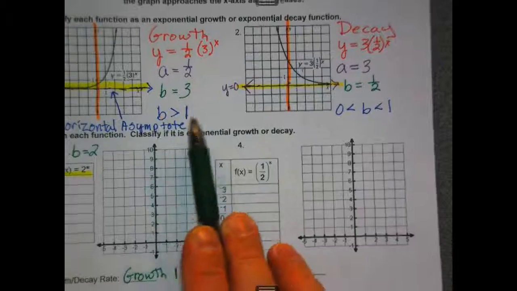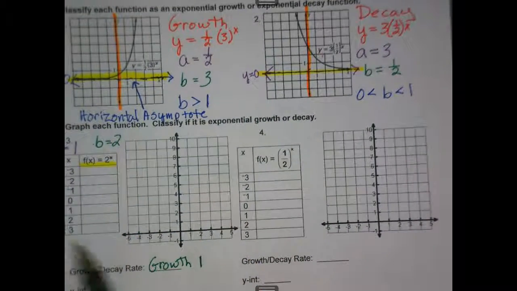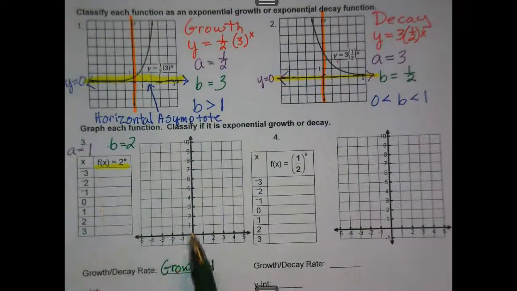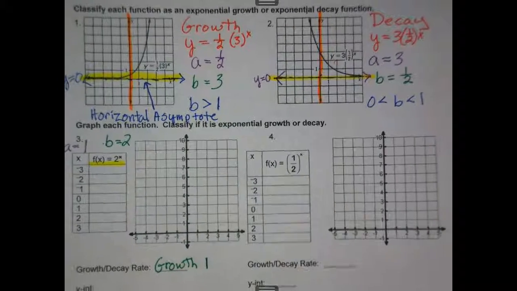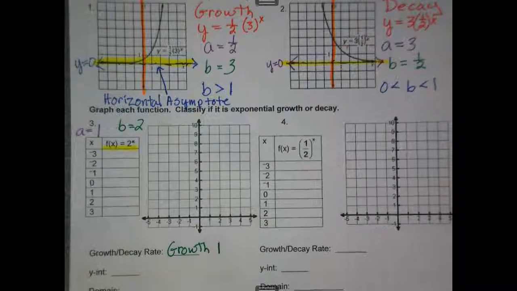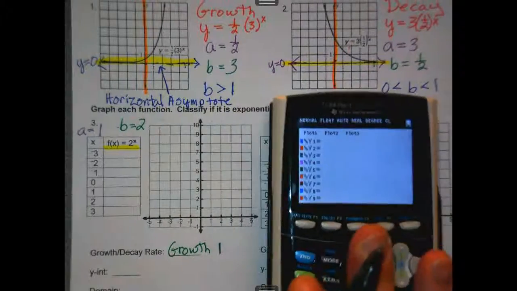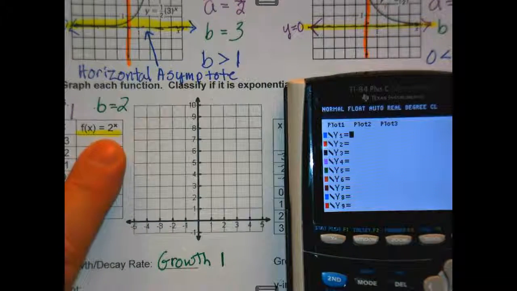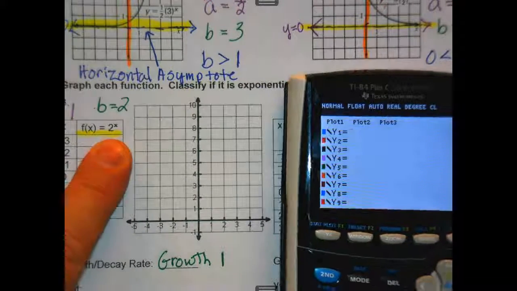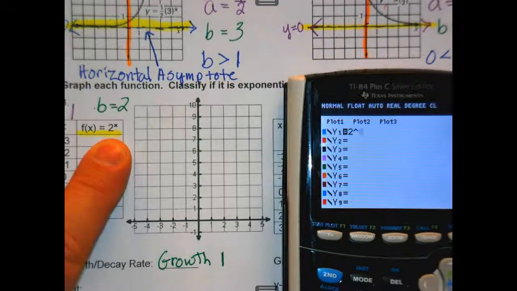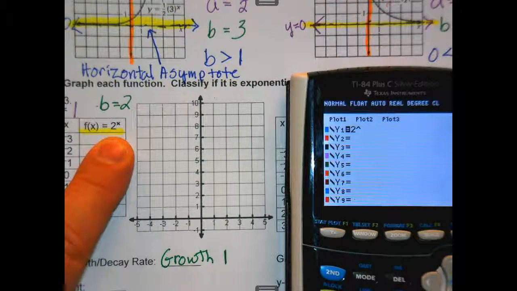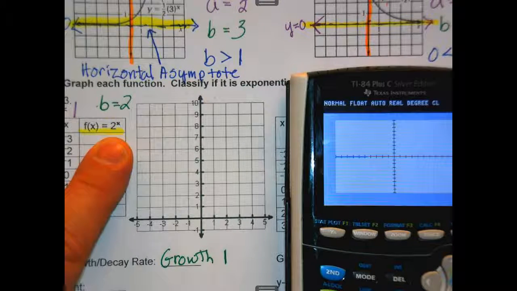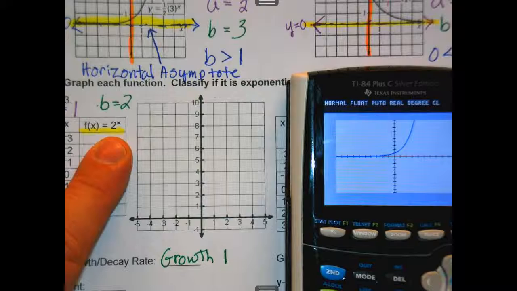Because my b is greater than 1, my b is 2, so I know it's growth. And my a is 1, so that's great. Are you ready to put this in your calculators? I have 2 raised to the x. And there's my graph.